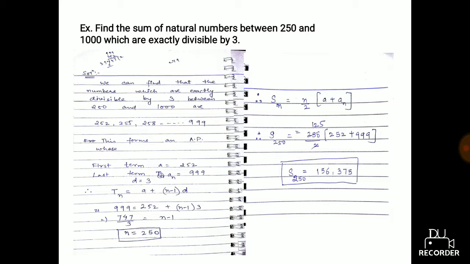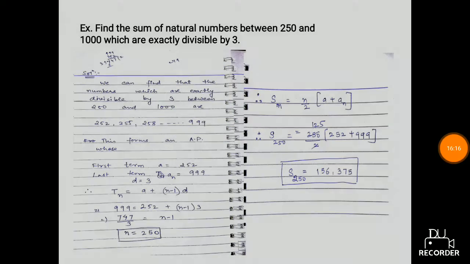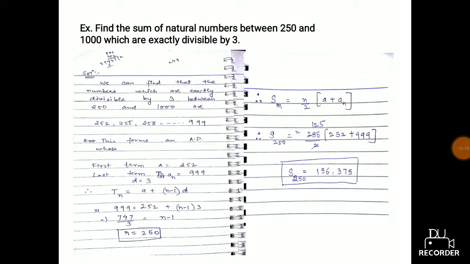Now using the second formula, when d is unknown, Sn is equal to n by 2 into first term plus last term. So S250, that is we have 250 terms, 250 by 2 into first term plus last term, we get the sum as 156,375.